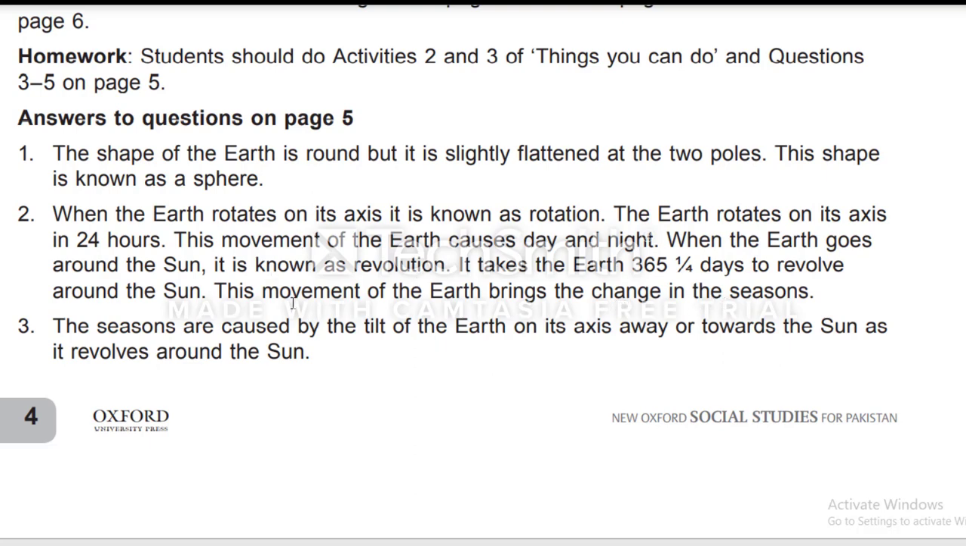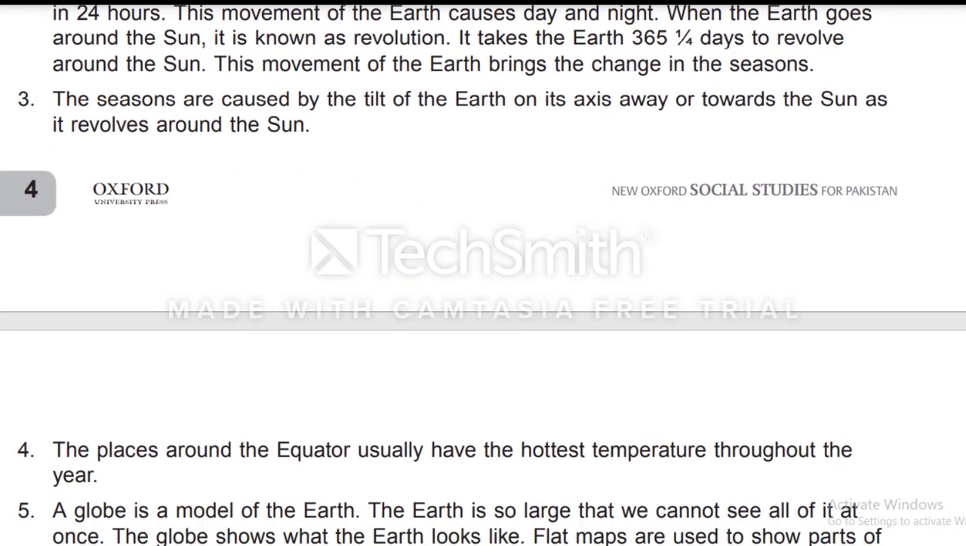Question number 3 is, how are seasons caused? The seasons are caused by the tilt of earth on its axis away or toward the sun as it revolves around the sun. This is the answer of question number 3.